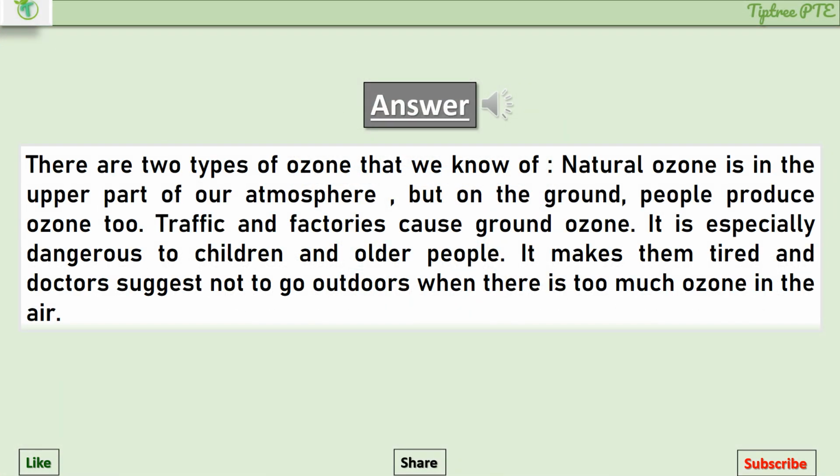There are two types of ozone that we know of. Natural ozone is in the upper part of our atmosphere, but on the ground, people produce ozone too. Traffic and factories cause ground ozone. It is especially dangerous to children and older people. It makes them tired and doctors suggest not to go outdoors when there is too much ozone in the air.